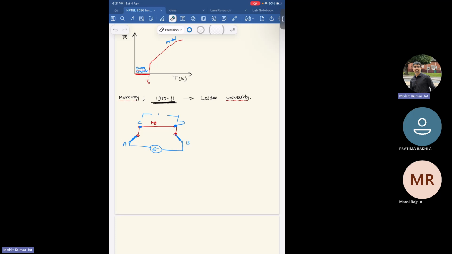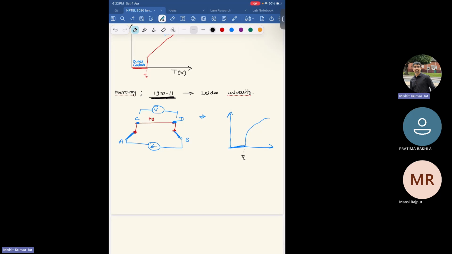And what they observed was that voltage was zero. Suddenly, your resistance curve was like this, finite resistance, and then suddenly it dropped to zero. And it was surprising to them. Theory came later. Initially it was the experiment only. The experimental results tell us whether something is there or not, and later the theory comes. So this is your resistance.